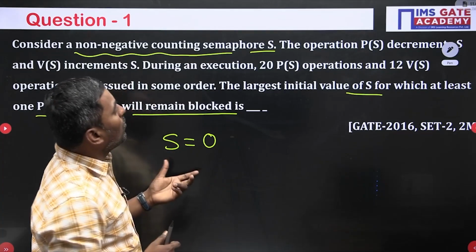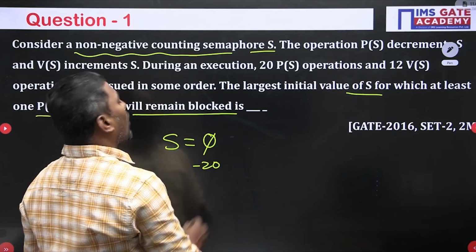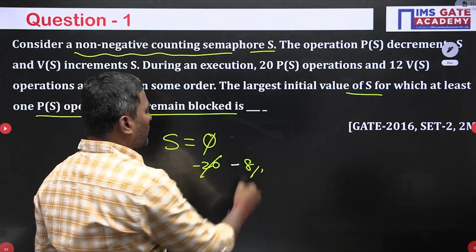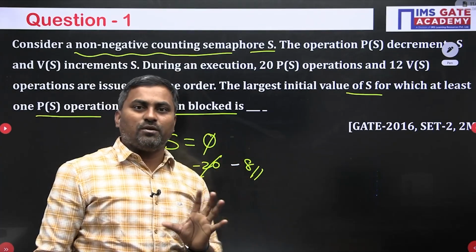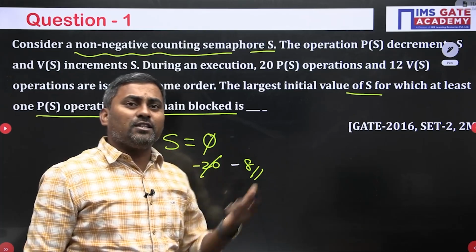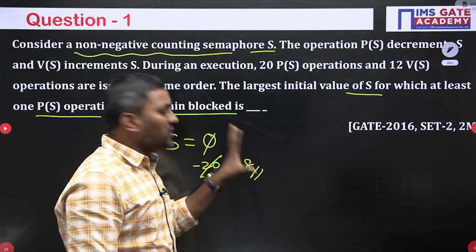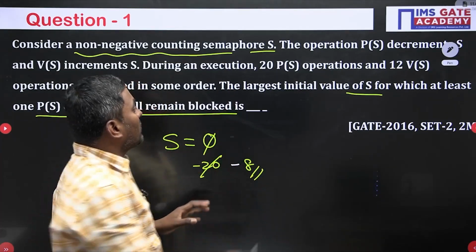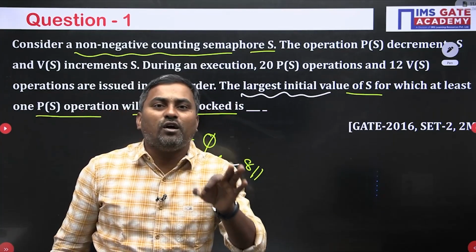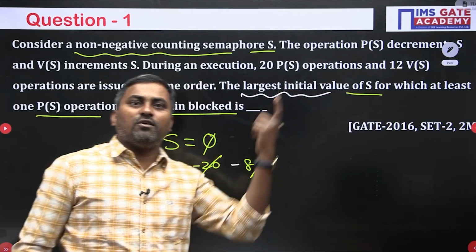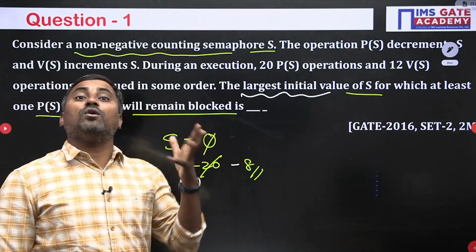Suppose I take 0. So 20 down operations means it becomes minus 20, and 12 V operations make it minus 8. So minus 8 defines that there are 8 blocked processes in the system, correct or not? They said at least one blocked, so the condition is satisfied. The requirement is satisfied as per the question, but what have they asked? The largest value. If they had asked for the smallest initial value of S such that at least one blocked process is there, we could have taken S as 0.